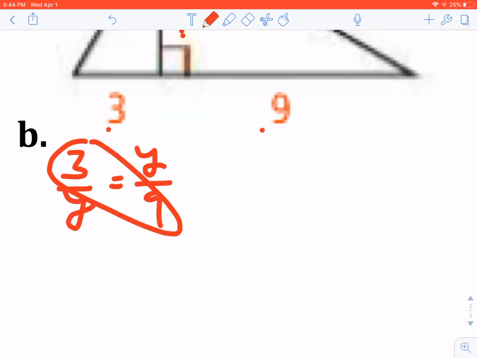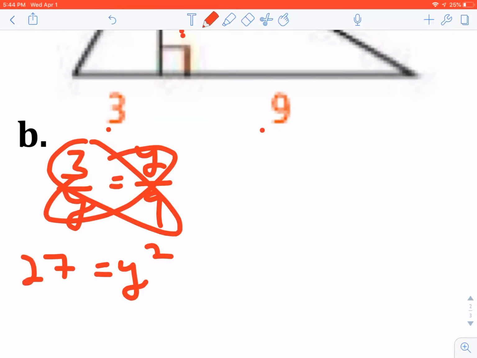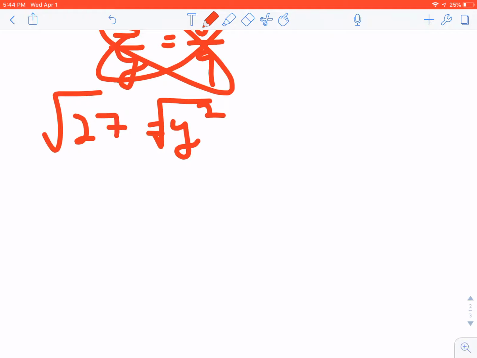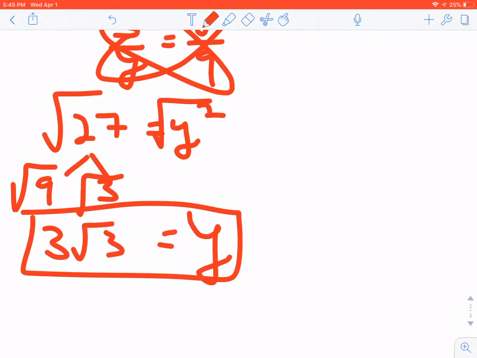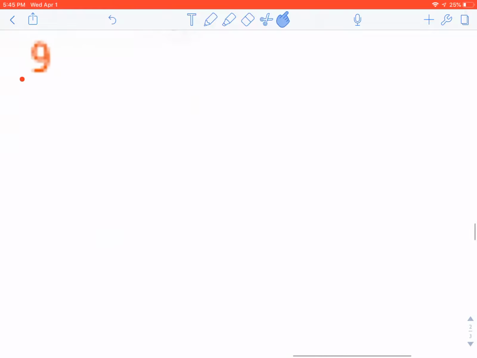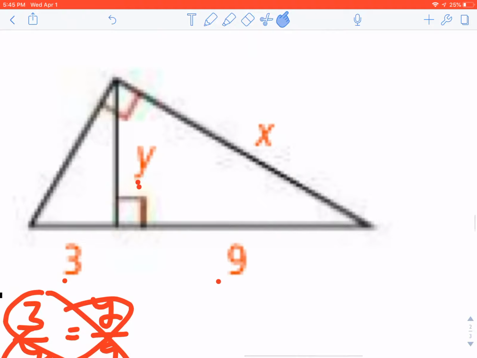When I do my cross multiplication, I get 27 is equal to Y squared. And if I square root both sides, 27 is not a perfect square. The biggest perfect square that divides evenly into 27 is 9, and the square root of 9 is 3. So Y is 3 radical 3.